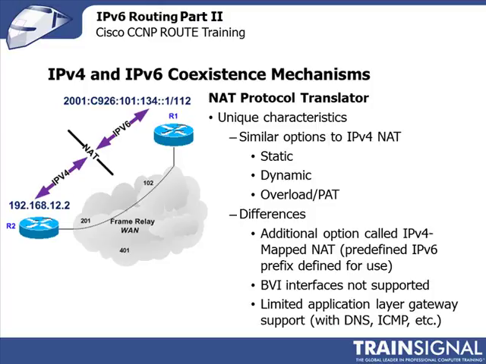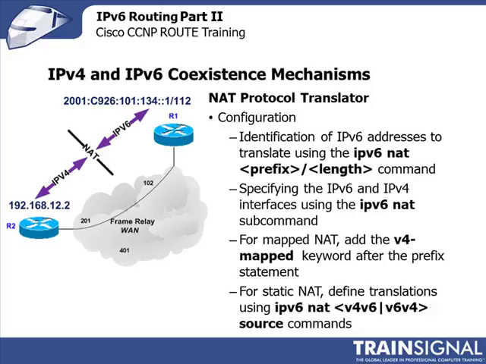Now, some of the differences in the protocol: there's an option called IPv4 MapNat, which is using a predefined IPv6 prefix as part of the equation. Bridged virtual interfaces are not supported with NAT-PT. And then there's some limited application layer gateway support. So ALG, as it's sometimes referred to, DNS, ICMP, and other things are going to have limited support with NAT-PT.